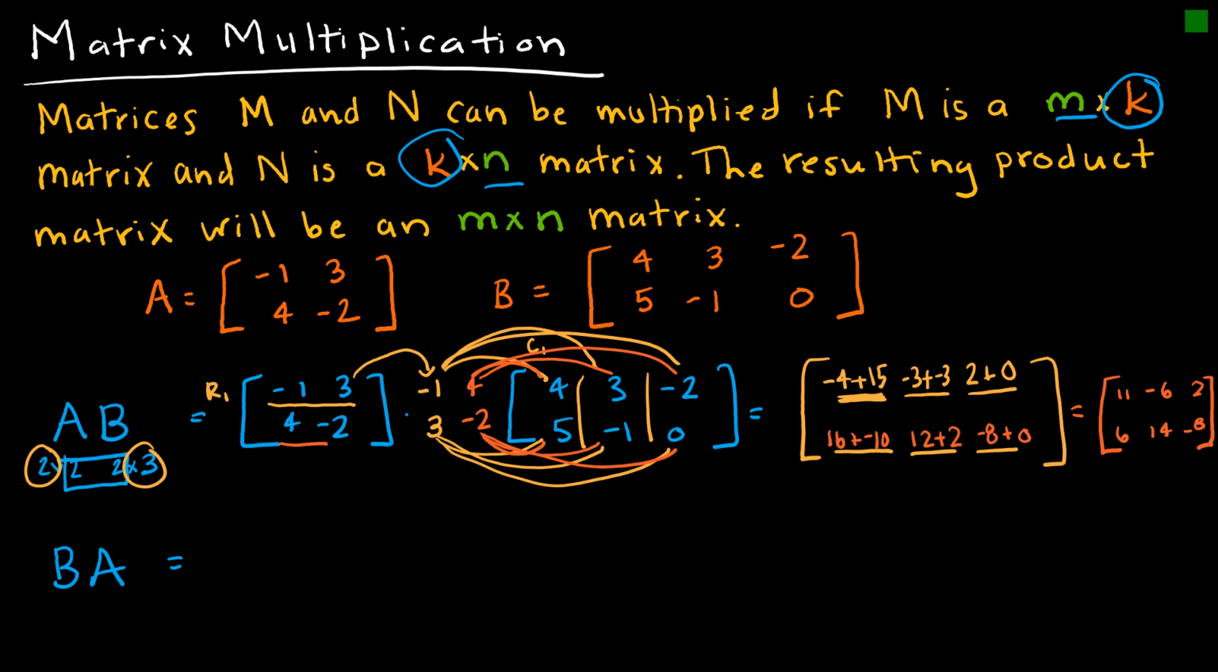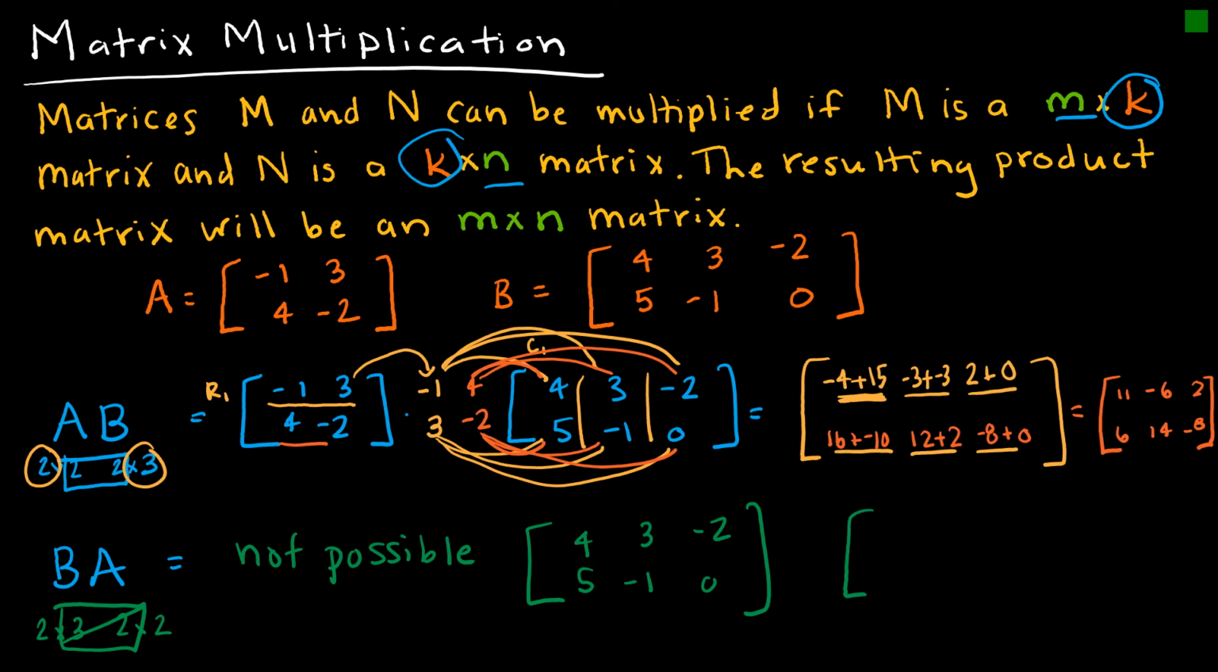Let's take a look at B times A. Remember, B is a 2 by 3 matrix and A is a 2 by 2 matrix, and if I check the dimensions here, I can see that this is not possible. You need those dimensions to match up. So let me show you why that would not be possible. Again, using the same process, if I try to multiply this row, and I rewrite it, 4, 3, negative 2, notice it doesn't line up. I need to have it correspond correctly.